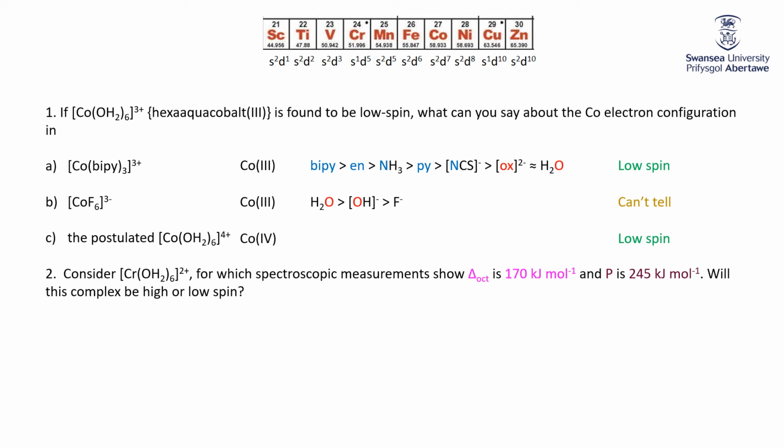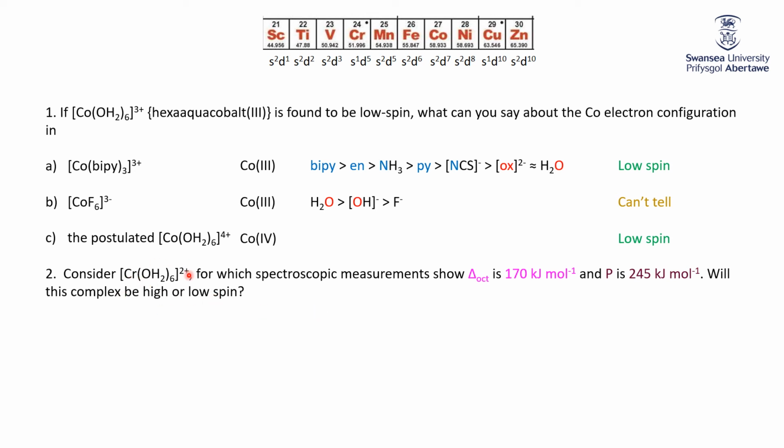Now let's stay with 6 waters, but let's move to chromium. Chromium 2+, for which spectroscopic measurements give delta oct of 170 and P of 245, both in kilojoules per mole. Will this complex be high or low spin?